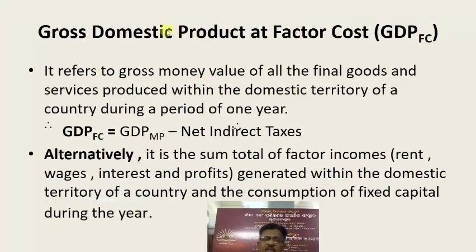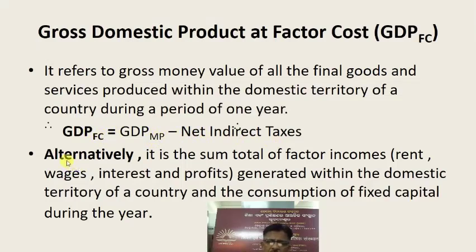So the next aggregate is GDP at factor cost. It refers to the gross money value of all the final goods and services produced within the domestic territory of a country during a period of 1 year. Mathematically, GDP at factor cost is equal to GDP-MP minus net indirect taxes. That means from the market price concept, if you deduct the NIT, you will get the factor cost. You have understood this in the earlier slide I showed you.